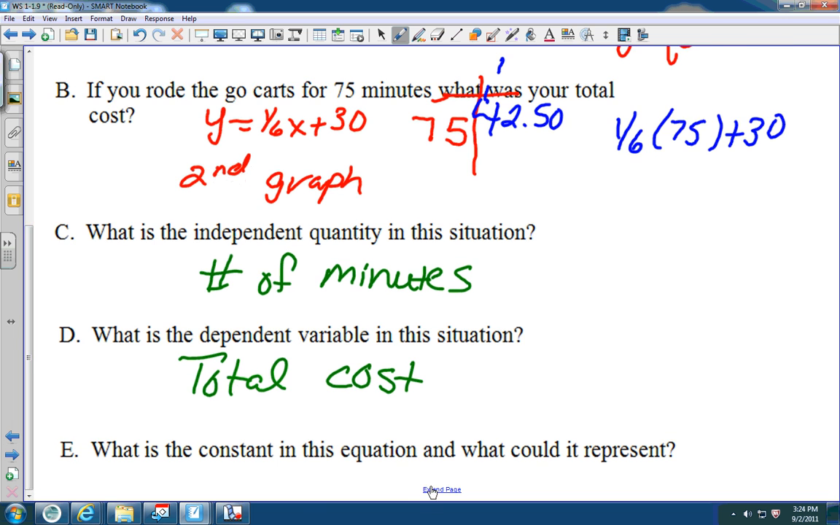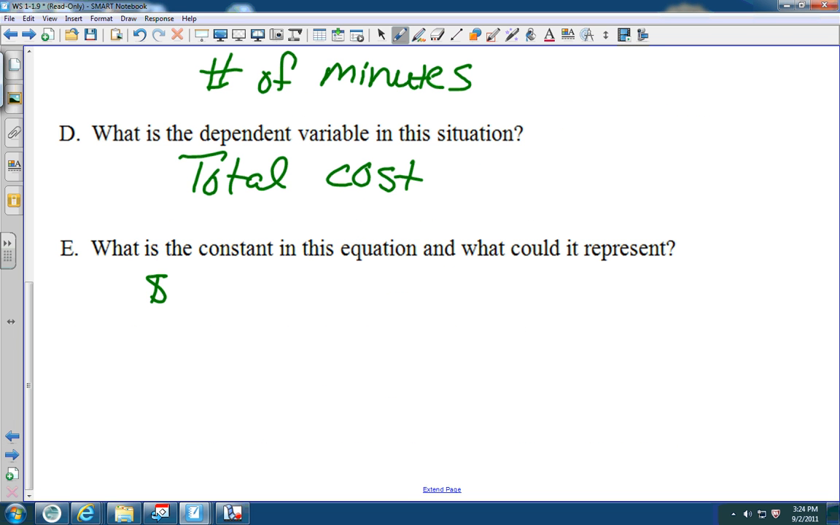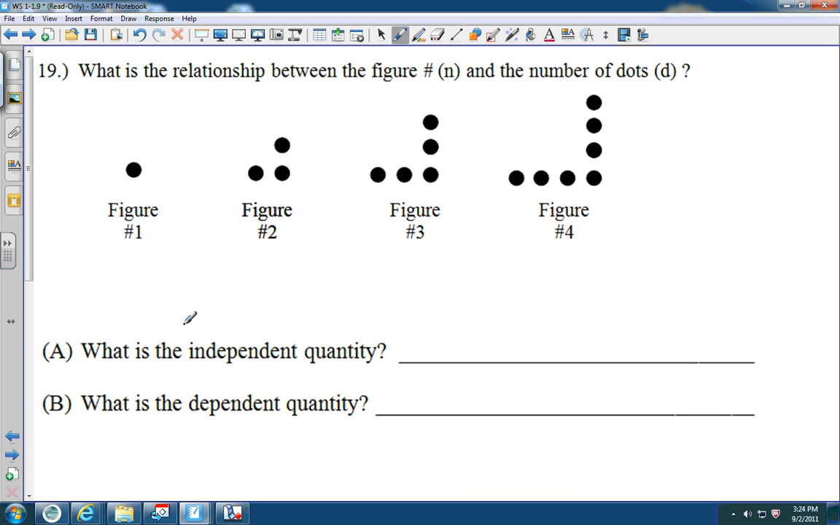It could be, you could write initial fee or deposit, but it's $30, and I'm going to put down that it's a deposit. As long as you wrote that it was something that was only a one-time fee, you should be okay. The next one, here we go.